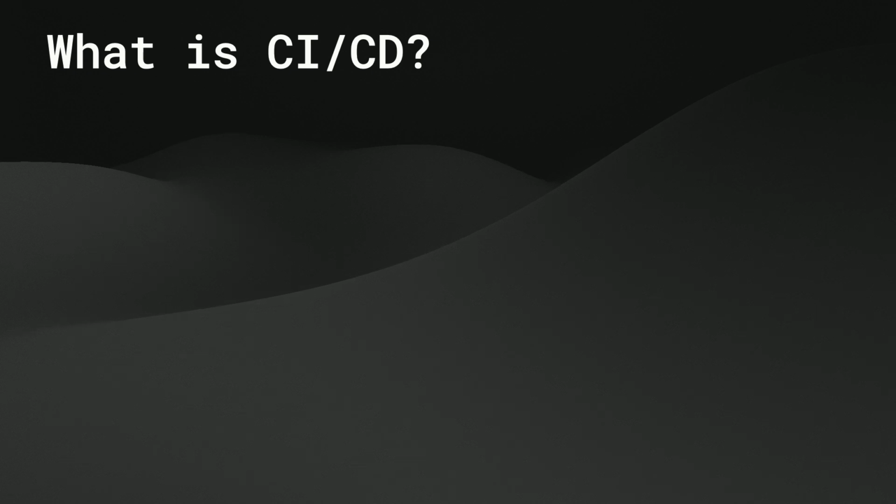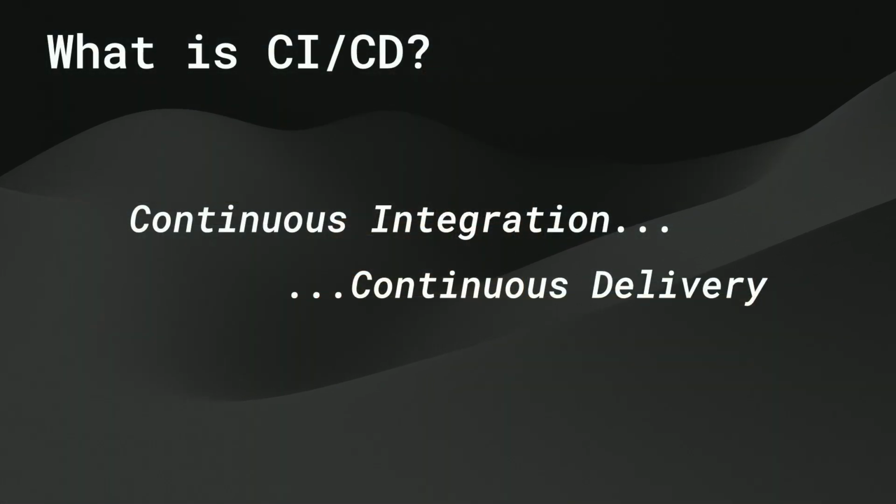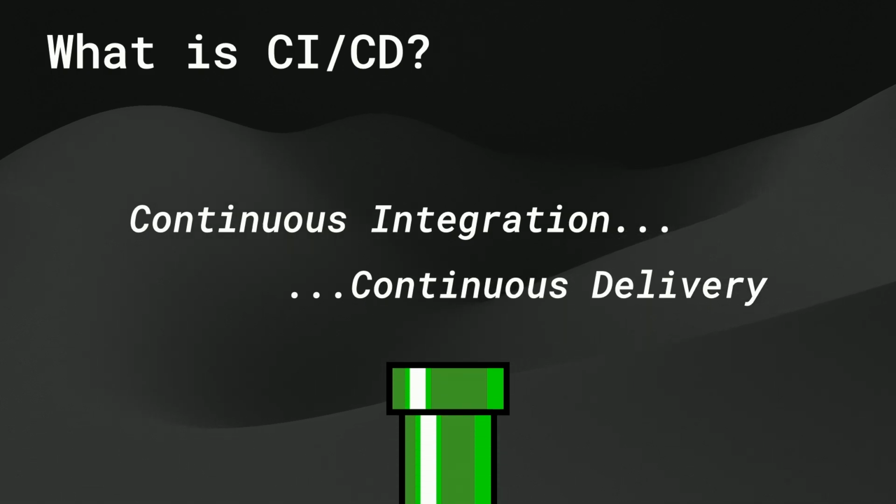CI/CD, what is CI/CD? Raise your hand if you feel like you have a pretty good understanding of what a CI/CD process and pipeline is. So CI/CD is actually four words. Continuous integration is the practice of integrating changes frequently and ensuring that code is in a working state. Continuous delivery is the practice of automatically releasing those code changes all the way to production. And these two things together form the CI/CD pipeline.